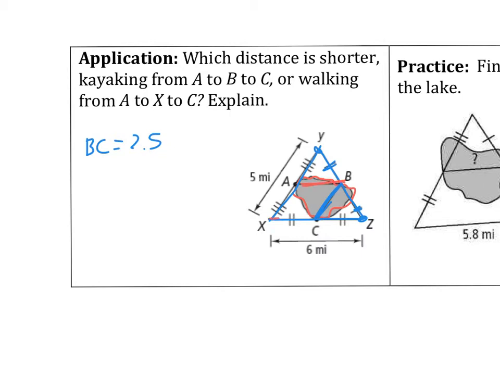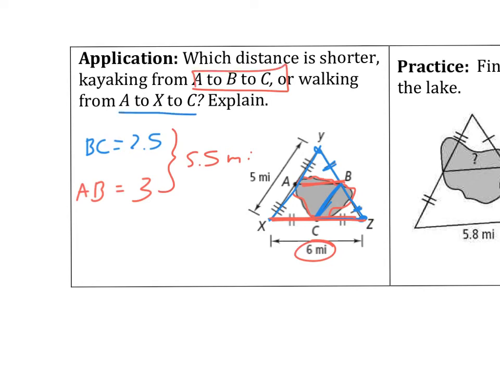And we know that AB is parallel to this one here, and also half of that. So we know that AB is going to be 3 miles. So when we add those two together, we get 5.5 miles, and that is the kayaking portion. And the other part is walking from A to X to C. So AXC, this distance here, and that is going to be 2.5 there and 3 there. So it turns out they are exactly the same distance whether you walk this region here or kayak this region here.